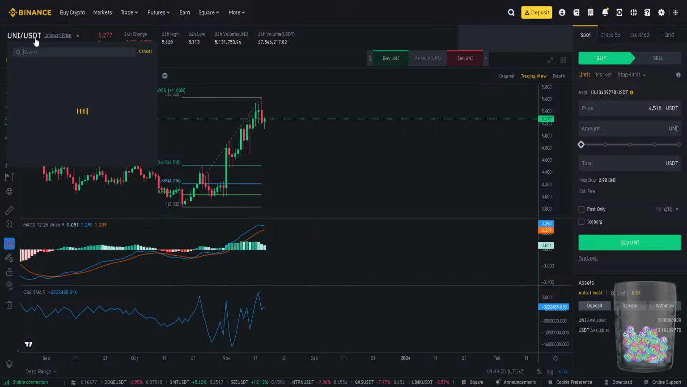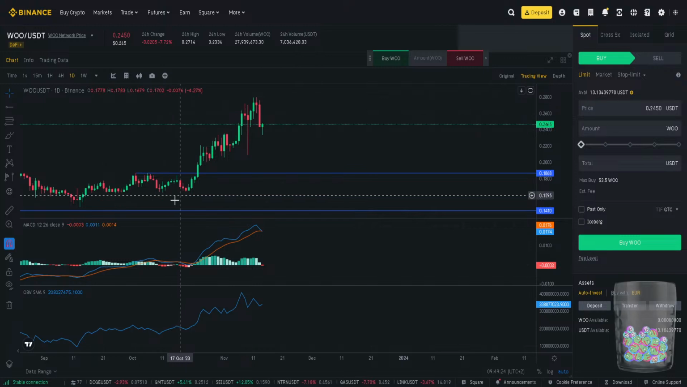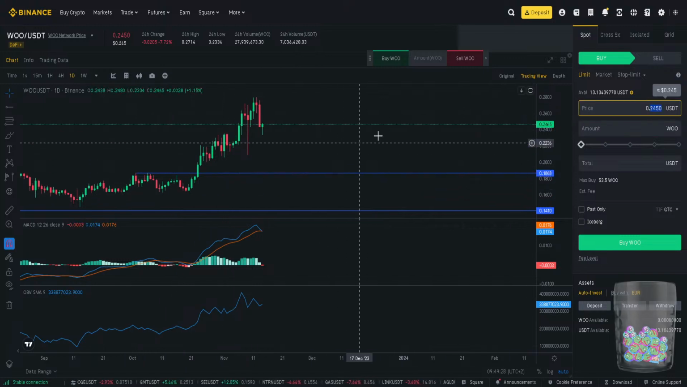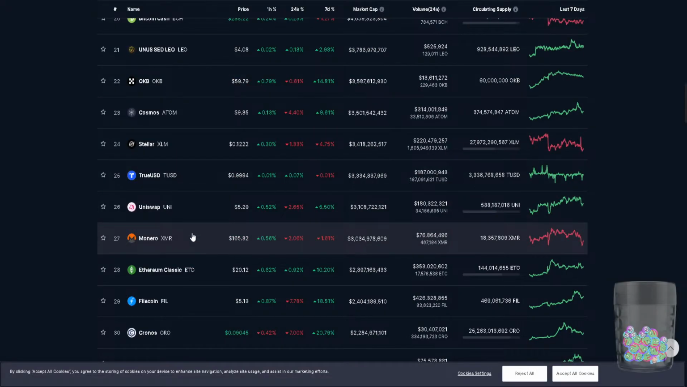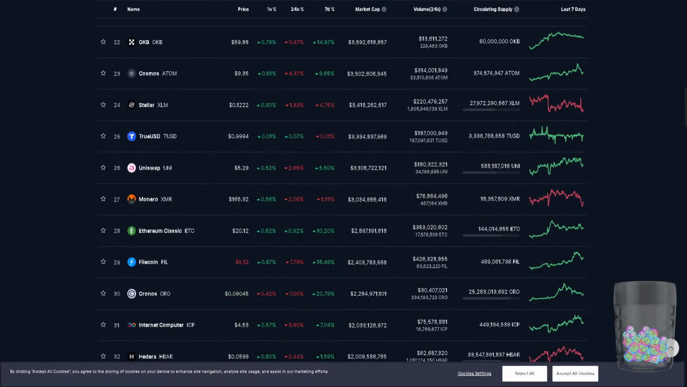Let's go back to Wu, as I took some out of that trade. This is another exchange, a decentralized exchange. My buy order is there at 1868. Next, XMR.